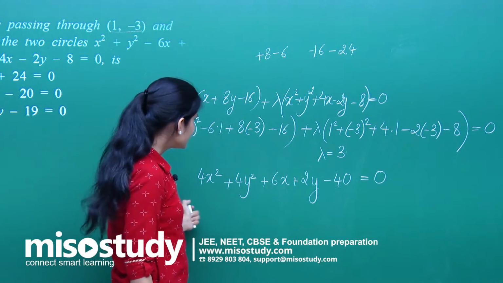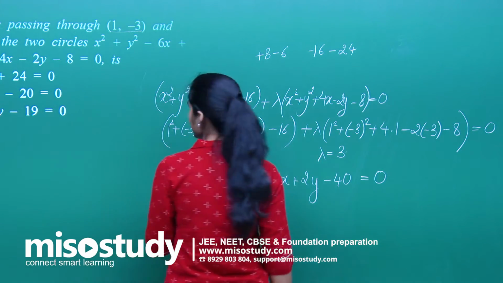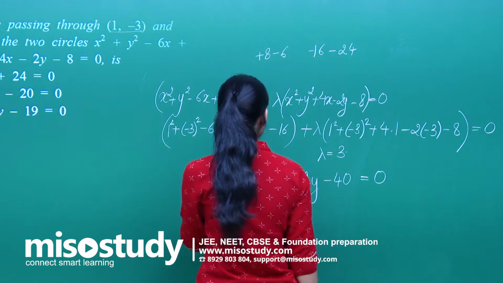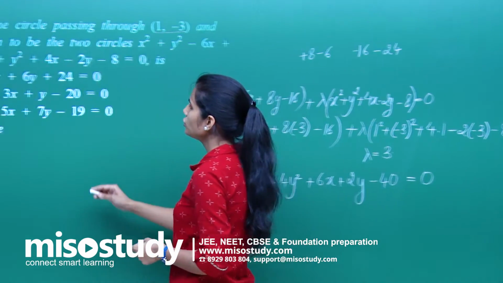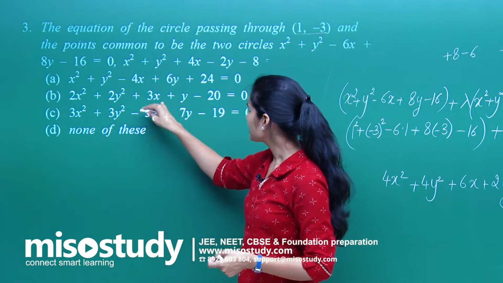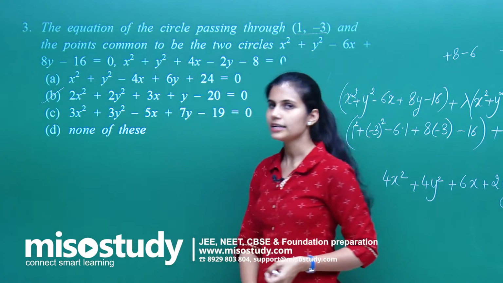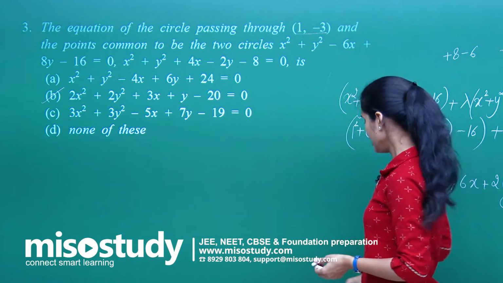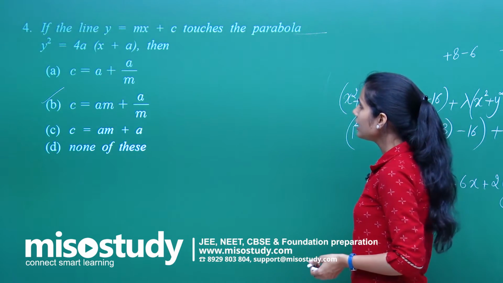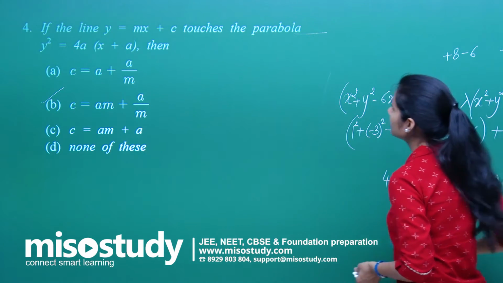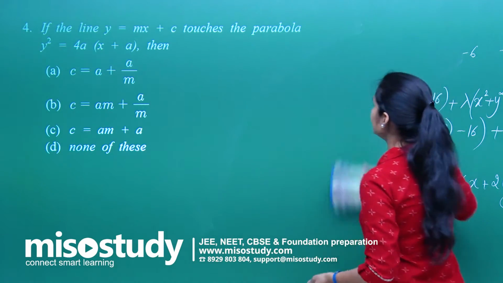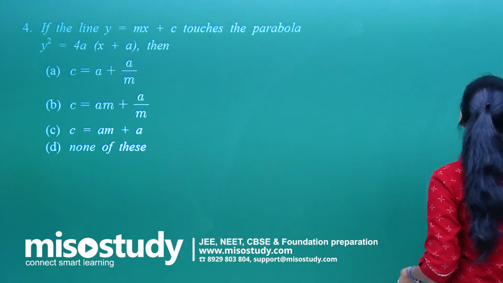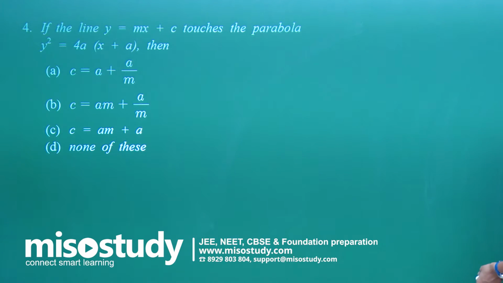Okay? This is the very equation of the circle, or in short you can say 2x square plus 2y square plus 3x plus y minus 20. So 2x square plus 2y square plus 3x plus y minus 20 is the correct answer. Next question says that if the line y equals mx plus c touches the parabola which is given by this, then what are the conditions which c is going to satisfy?